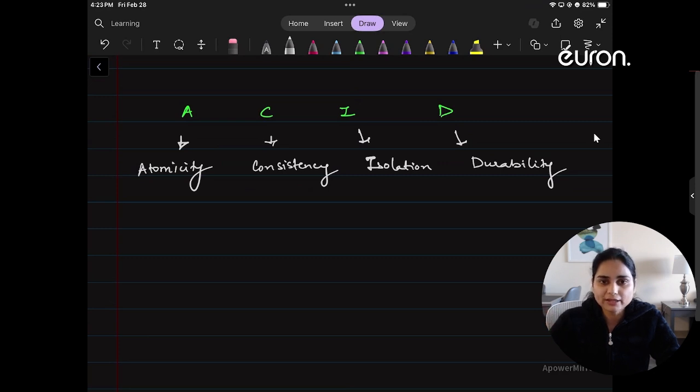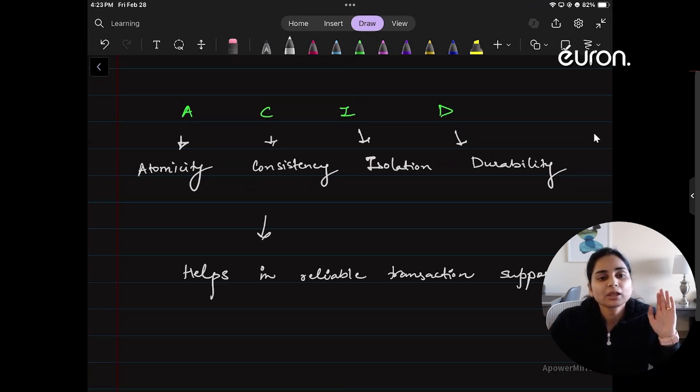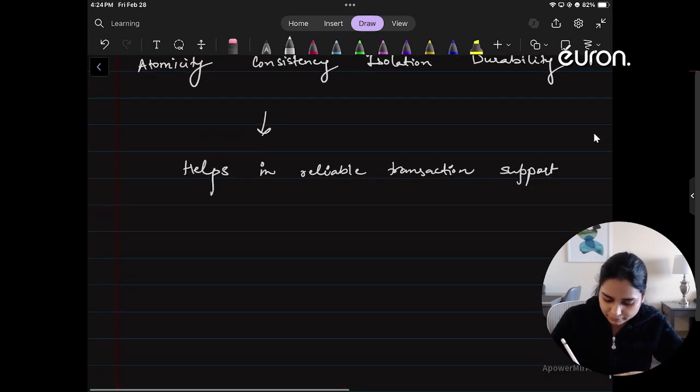So if a system is following the ACID principle, it can provide reliable transaction support. This is very important when using a database in banking, where payment processing must be secure and accurate. That is why, even though many NoSQL systems are available and gaining a lot of popularity, RDBMS is still widely used, and their major advantage is reliable transactional support.